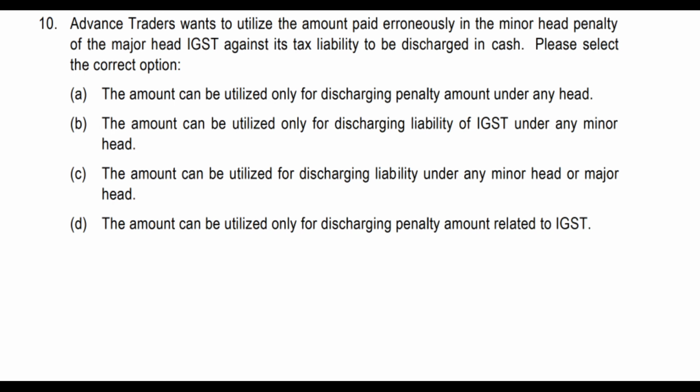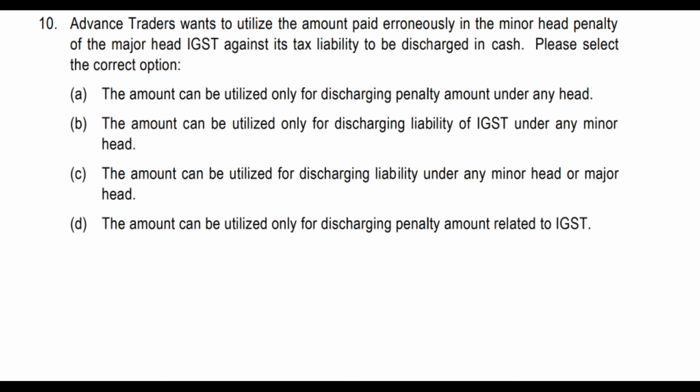So this is the amendment from this year. The amount can be utilized for the discharge of liability under any minor head or major head. So now you can use the fund of the minor head for the major and major for the minor. So the correct answer is C in this case.